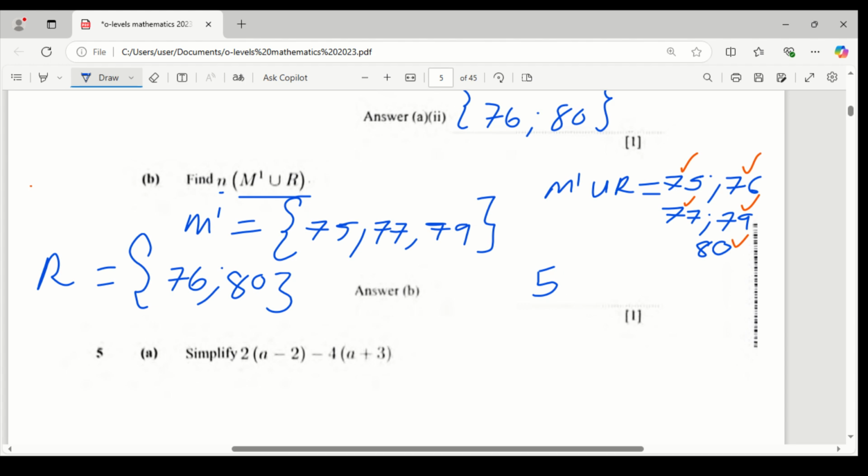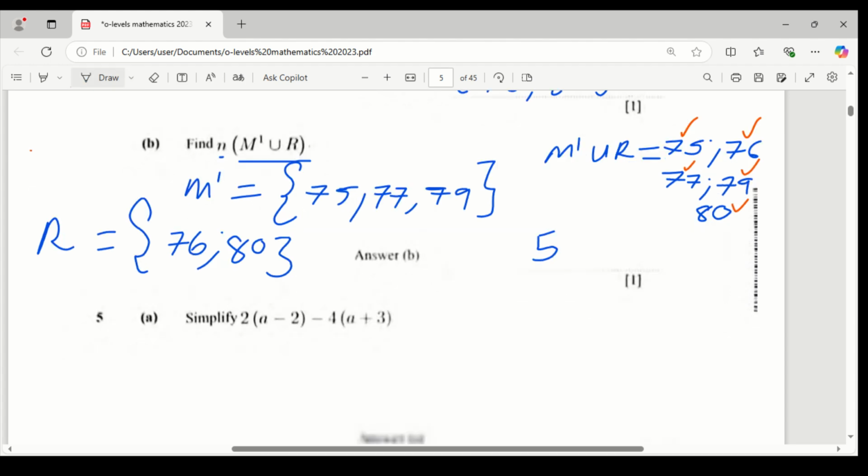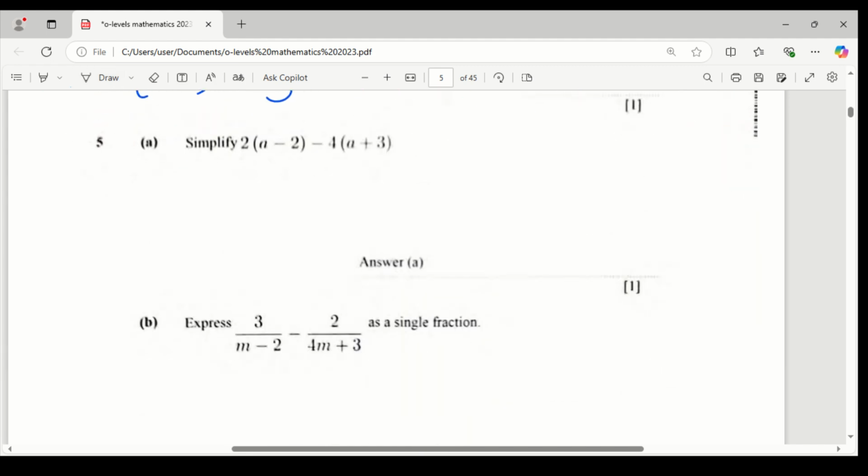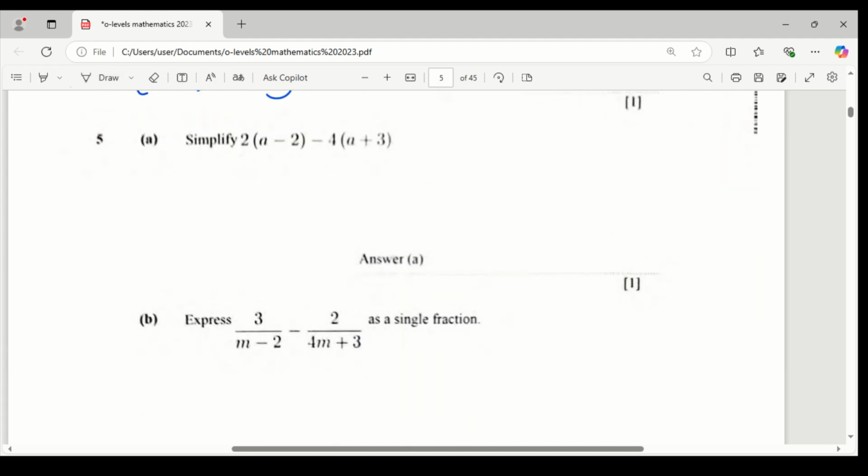Okay, let's move on to the next question, which is number 5. On question number 5, it is saying simplify 2(a - 2) - 4(a + 3). If you have to simplify, the first thing is to remove the bracket.